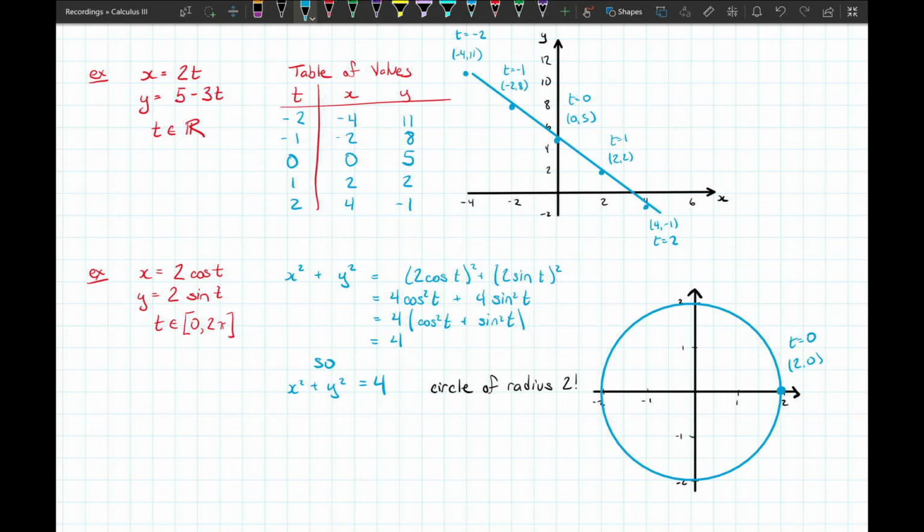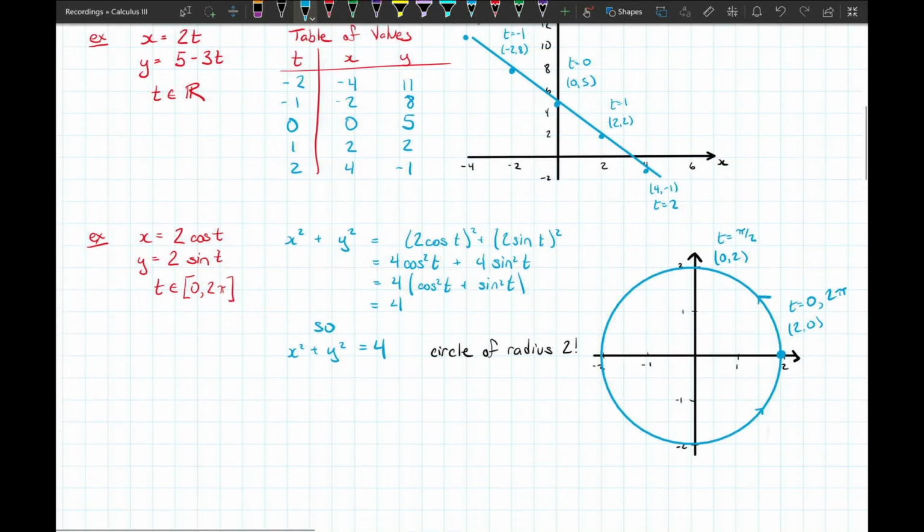But let's just try pi over 2. By plugging in t equal pi over 2, we get x equal to 0 and y equal to 2. And so we can see that the direction of travel around this circle would be counterclockwise. When we get to t equal to 2 pi, though, we'll end up back at the same point that we started. So t equal to 0 and t equal to 2 pi both give us the same point, (2, 0).